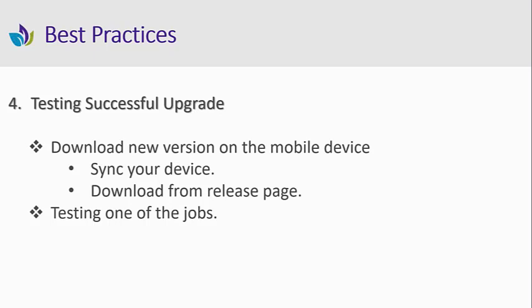And there are two ways to do this. First is syncing your device. If you previously had installed TaroWorks on your mobile device, on your next sync, you'll be prompted to download the latest version. Once you accept that, the latest APK is downloaded and updated automatically. The other way is to download the APK from our release page.